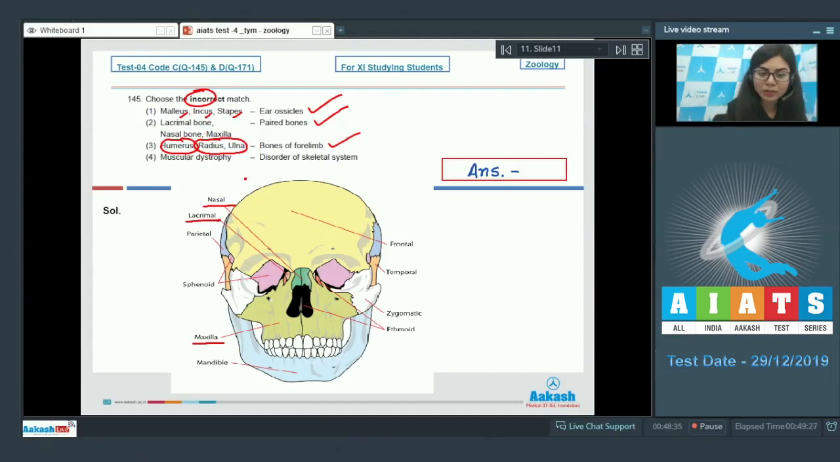Option number 4, muscular dystrophy, disorder of skeletal system. This is incorrect. Why? Because muscular dystrophy affects the muscles. So this becomes a disorder of the muscular system, not the skeletal system per se. So the right answer, or the incorrect match here, is option number 4.